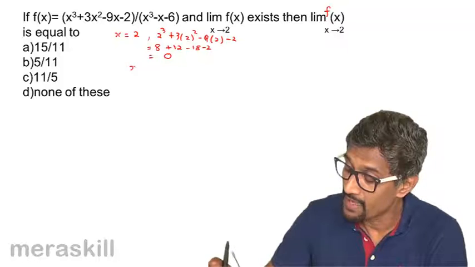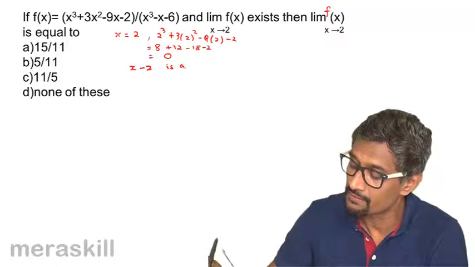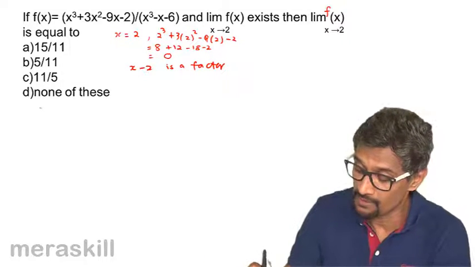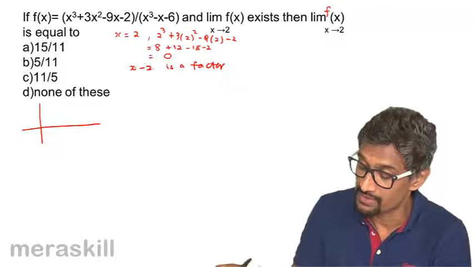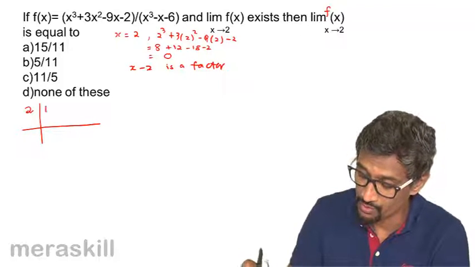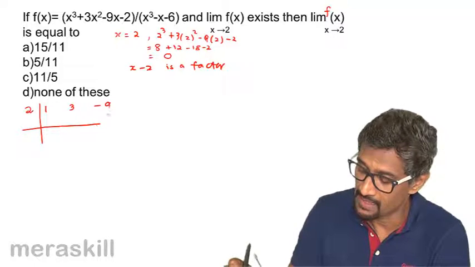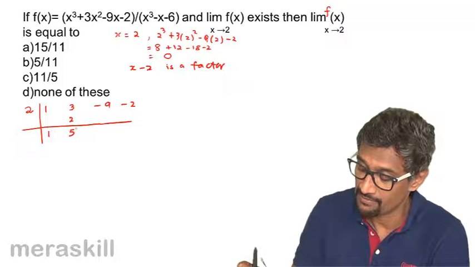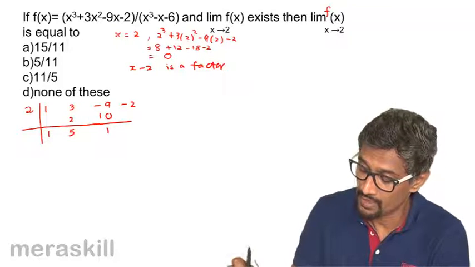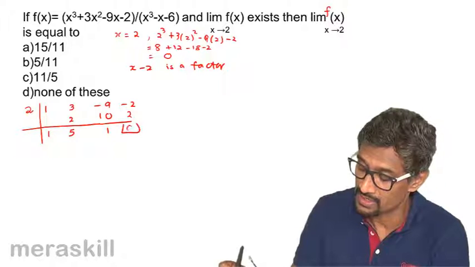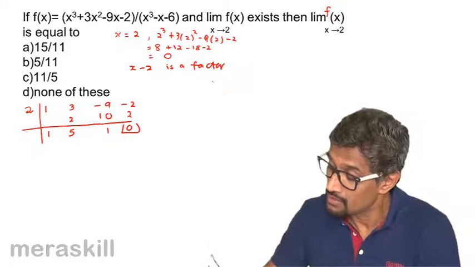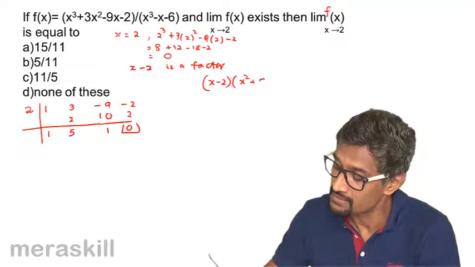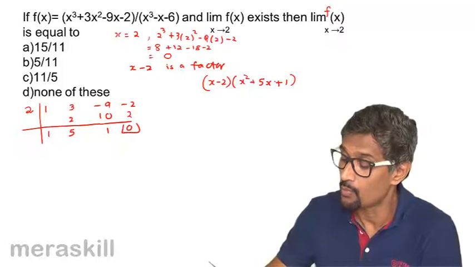That means x minus 2 is a factor. It is quite clear that x minus 2 is a factor for the numerator. So if you perform synthetic division, since x minus 2 is a factor, we put 2 here. So you get 1, 3, minus 9 and minus 2. So you get 1, 2, 3 plus 2, 5, 5 2s are 10, 1, 2 into 1, 2 turns out to be 0. So the numerator turns out to be x minus 2 into x square plus 5x plus 1.